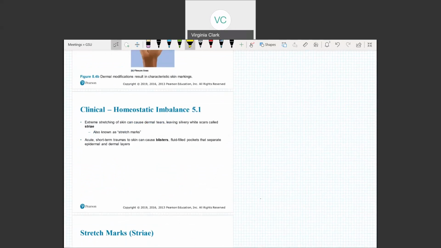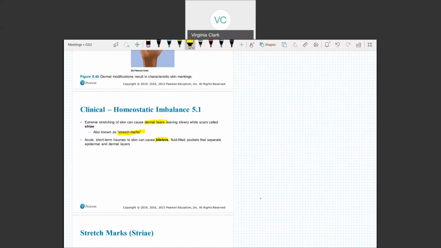A little bit of why all this matters is going to be stretch marks. When you actually have extreme stretching of the skin and you're having some called dermal tears, you're essentially injuring those deep layers. So that's where stretch marks can come from.